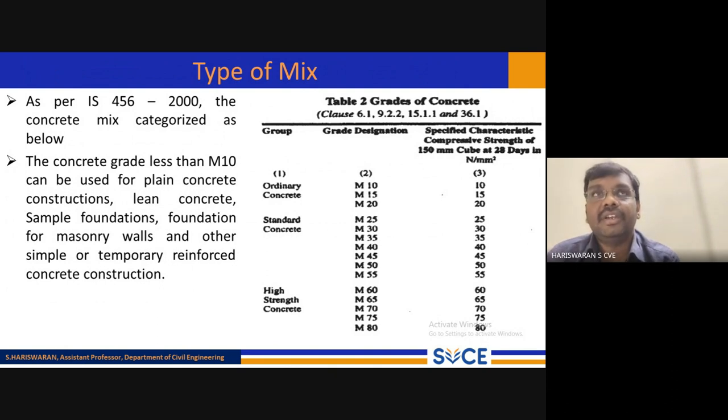It is nothing but your concrete must be tested under a compression testing machine by making the concrete look like a cube. The dimension of the cube is 15 centimeter, that is 150 mm length, 150 mm breadth, 150 mm height. That is called a 150 cube.